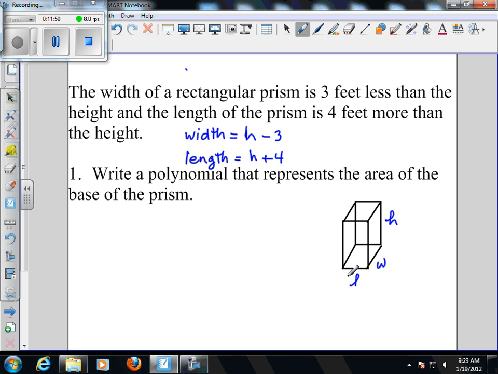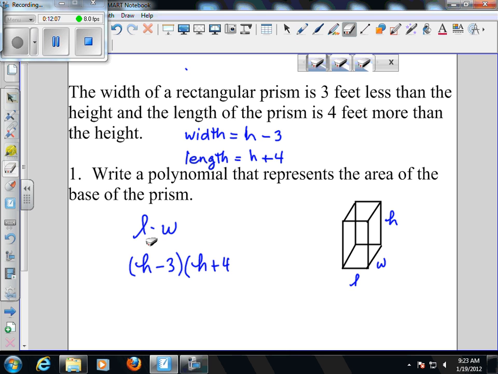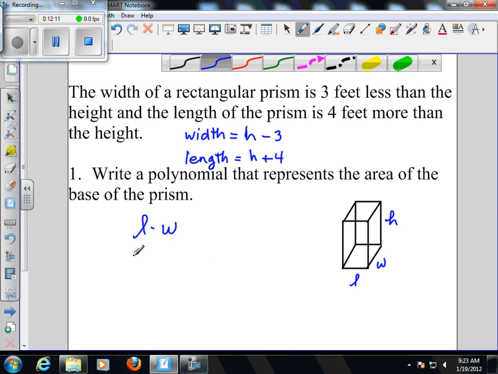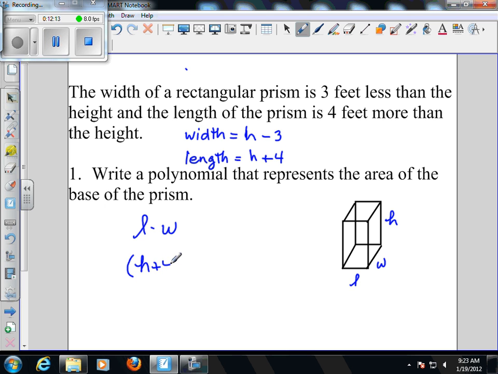Well, the area of the base is just length times width. So if we take length times width, according to what we've got written up here, we're going to say h minus 3 times h plus 4, just substituting that in for length and width. And actually, I probably should write it in reverse order because that's just exactly how I wrote it. It really doesn't matter. So we're going to say h plus 4 times h minus 3. You get the same result either way.